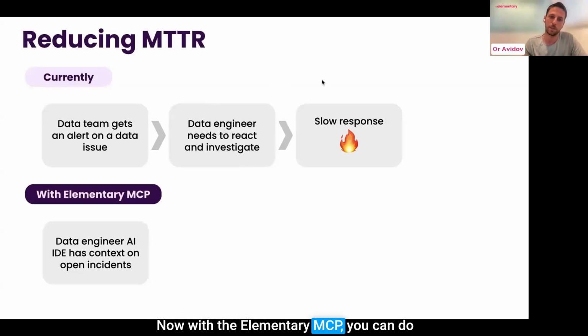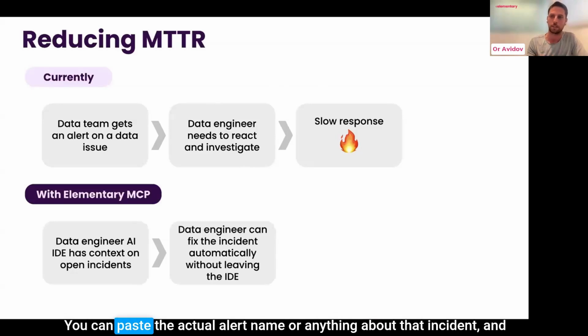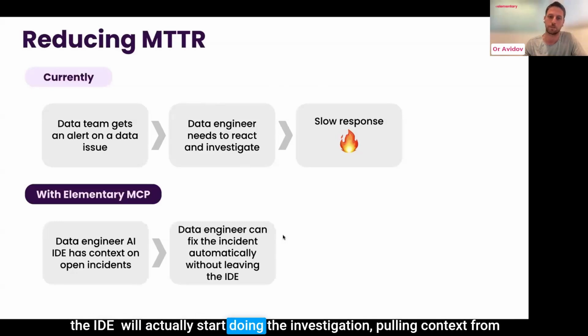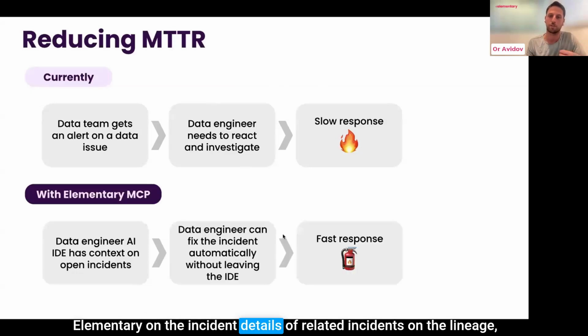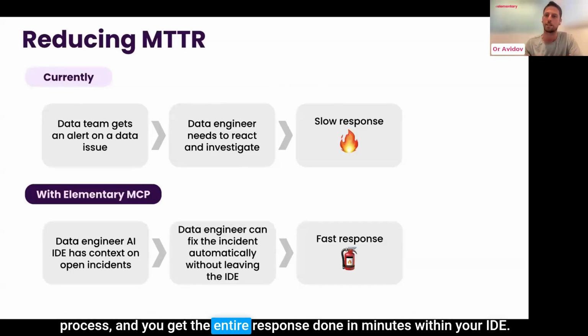Now, with the Elementary MCP, you can do the entire investigation right inside your IDE. So you can connect your IDE to the Elementary MCP and ask the IDE to solve the incident. You can paste the actual alert name or anything about that incident, and the IDE will start doing the investigation, pulling context from Elementary on the incident details, on related incidents, on the lineage, of course, because this is also really important for the investigation process, and you get the entire response done in minutes within your IDE.